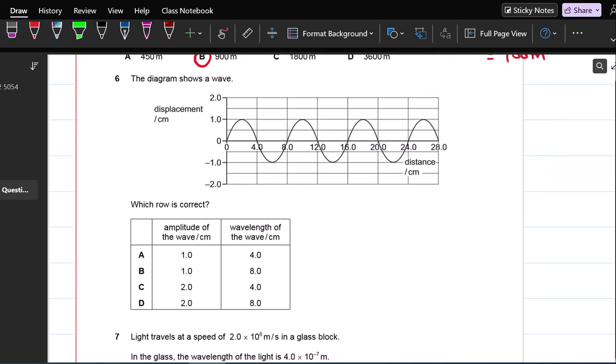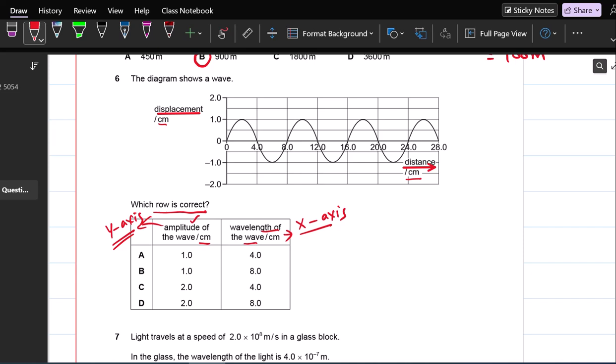The diagram shows a wave. If you see the vertical axis first, it is displacement given in centimeters, and the horizontal axis is distance, also in centimeters. So a wave is given to us. It is a transverse wave. Which row is correct? We have to tell the amplitude of the wave in centimeters. Amplitude is going to be on the y-axis, that is displacement, and the wavelength of the wave is in centimeters. That will be the horizontal axis, the x-axis, so distance is going to be there.